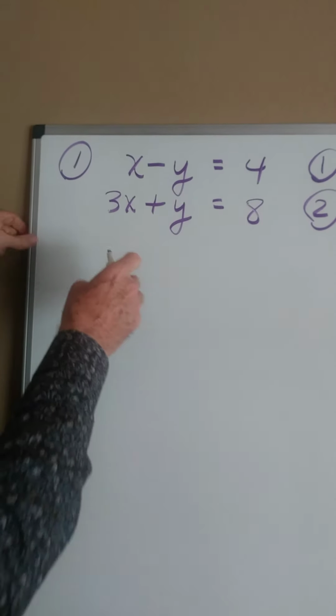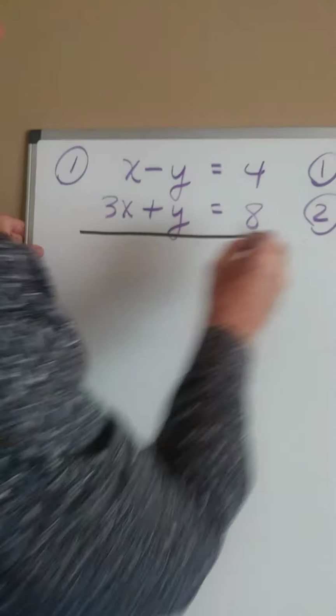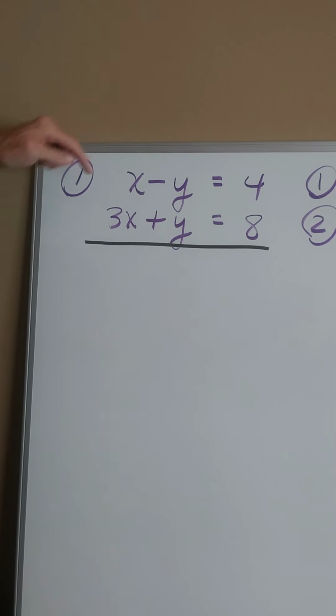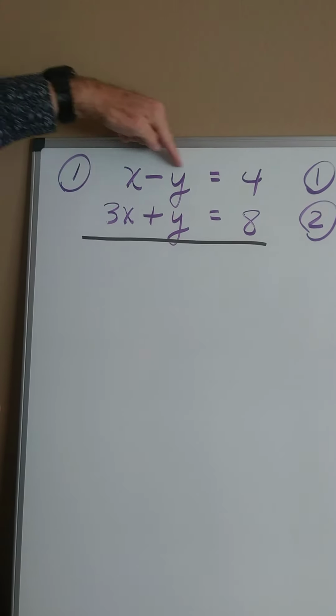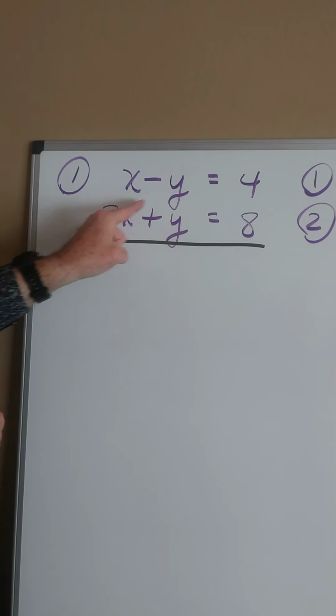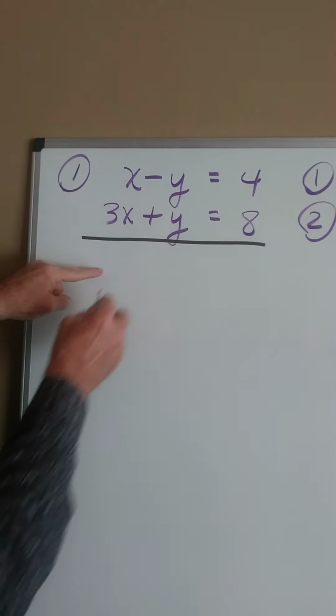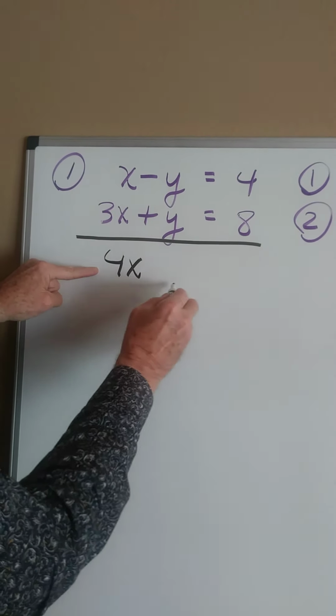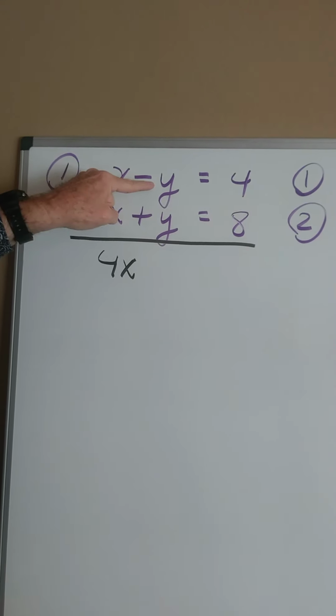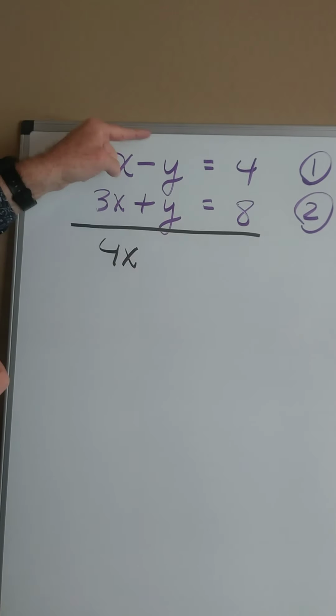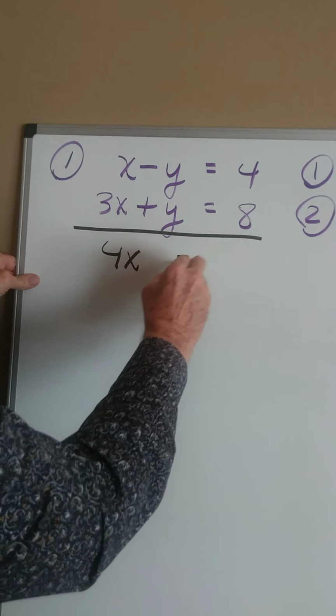So we can draw a line, and that's how the process begins. We draw a line, and we're going to add expression A with expression C. So 1x added to 3x is 4x. A negative 1y added with a positive 1y, they cancel. So the y's are eliminated.